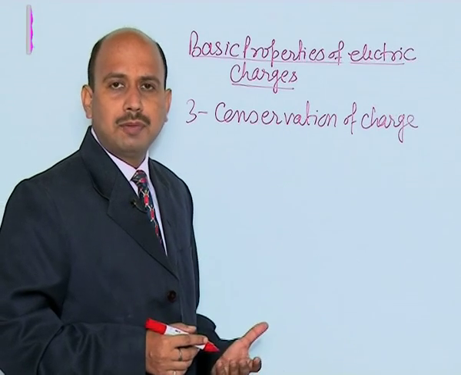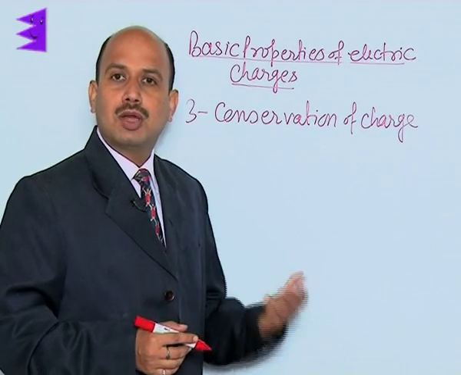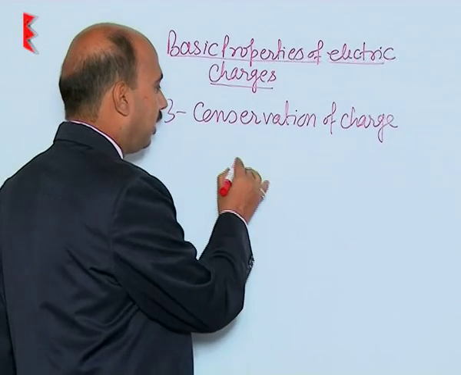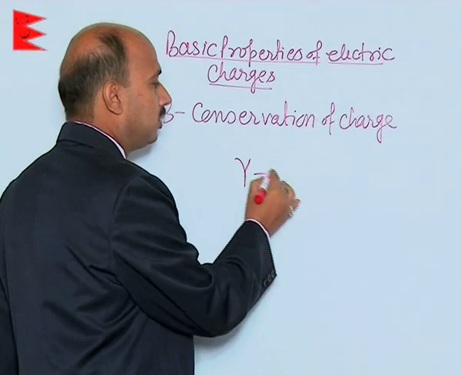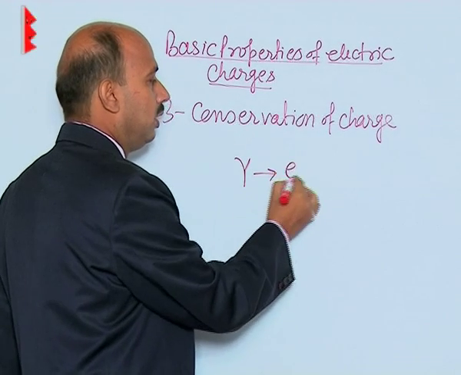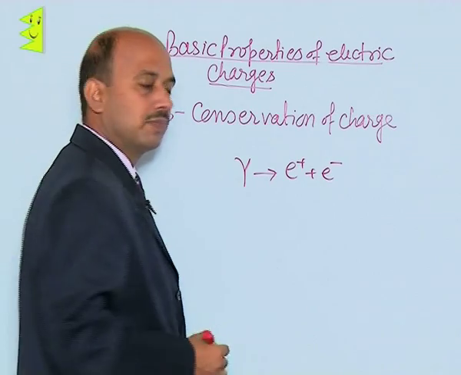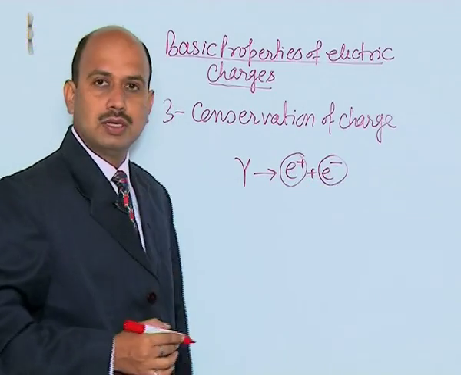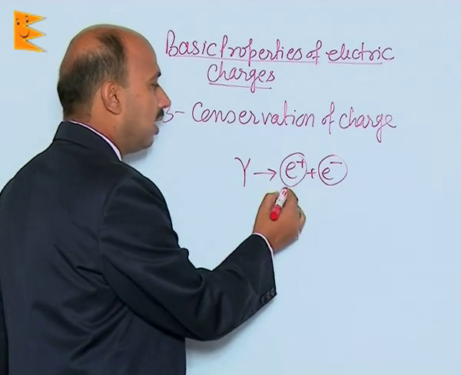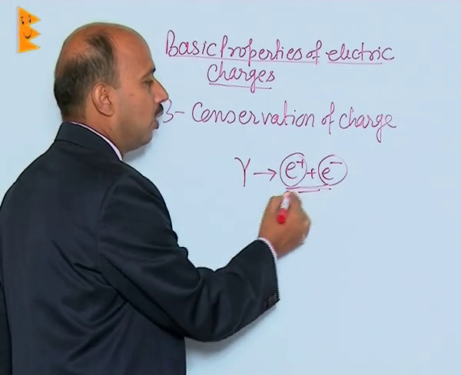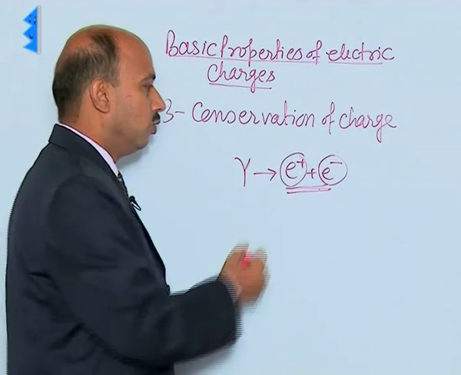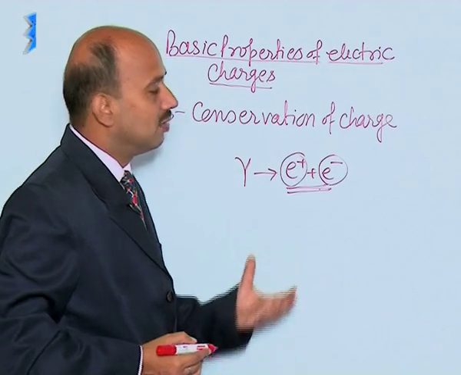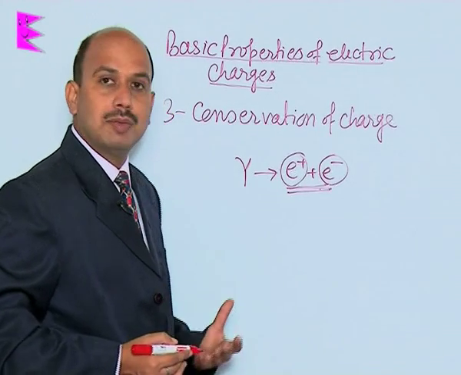You can take examples like the phenomenon of pair production. Suppose in pair production, you have taken a gamma photon, which transforms into e plus and e minus. This positive electron is called a positron, and this negative one is called the electron. This gamma has net charge 0, and also here the net charge is 0. So, if you add this and this charge, you will get net charge 0. So, in this case the net charge of the system remains conserved.